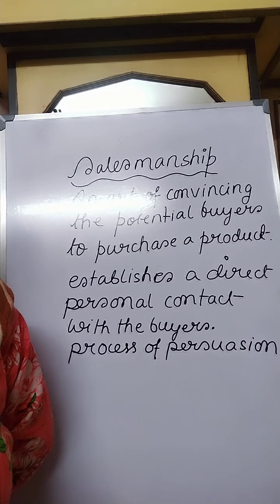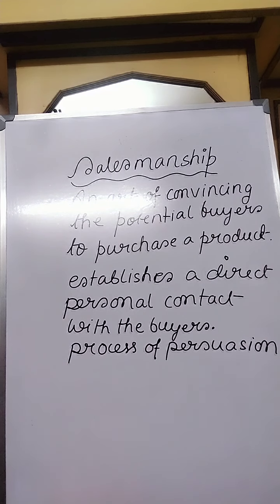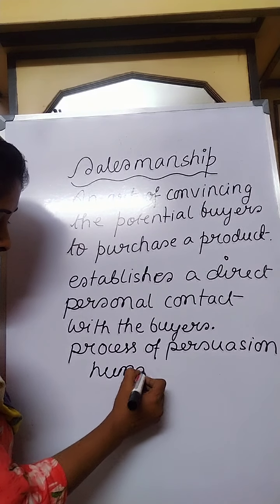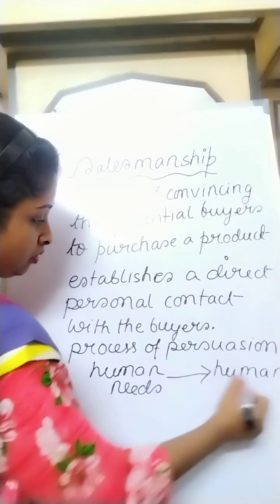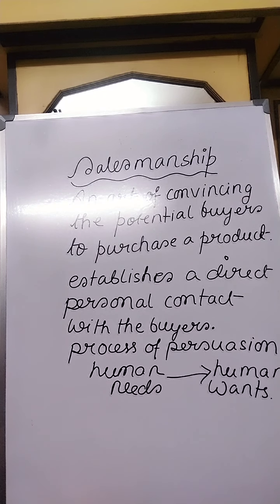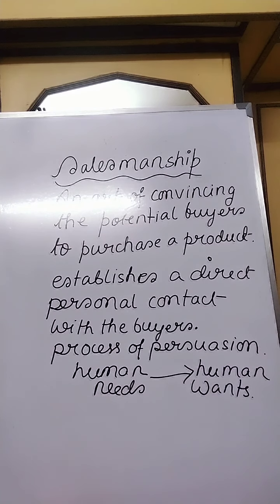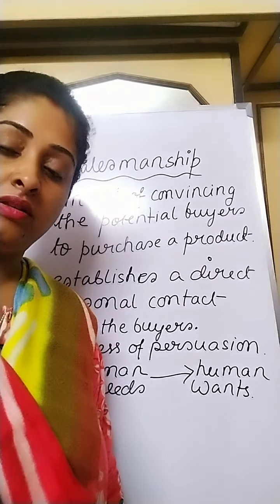Thus, salesmanship is the ability to change human needs into human wants. That is what is done by salesmanship, and it is a kind of activating the need of the buyer and satisfying the wants of the buyer. It creates a mutual advantage to both. The buyer gets their product and the seller gets their price, the profit.